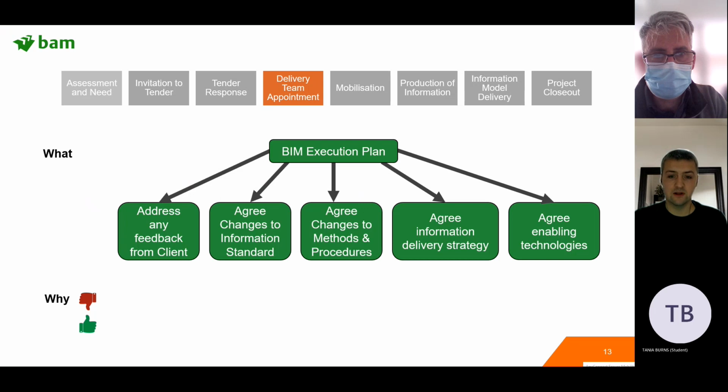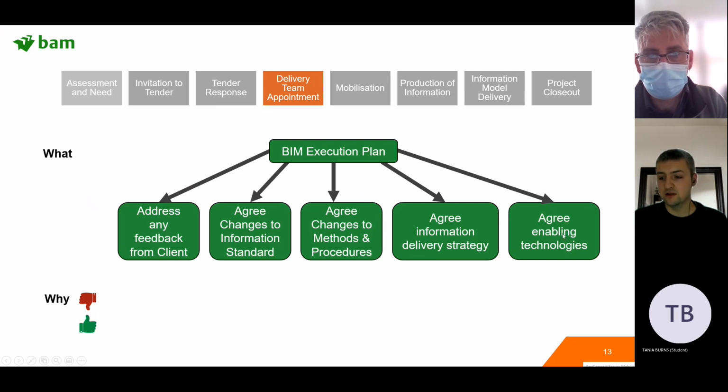So the BIM execution plan is the vehicle by which we communicate these things to the client. Agreeing information delivery strategy. So that's the bulk of the BIM execution plan. It's setting out how we're going to deliver this information.